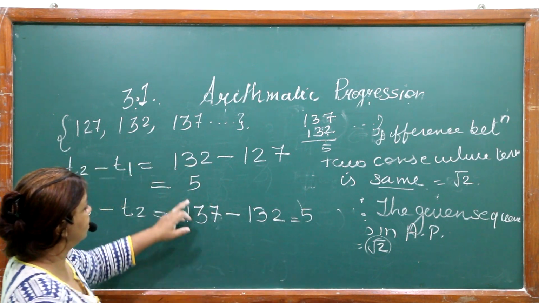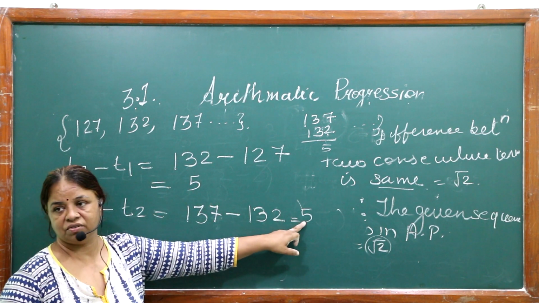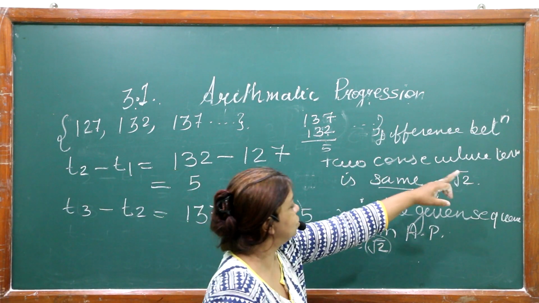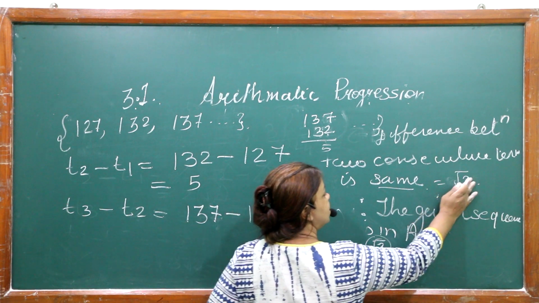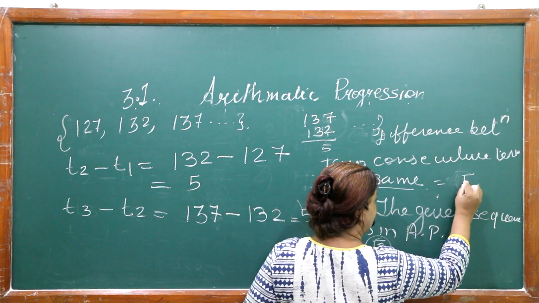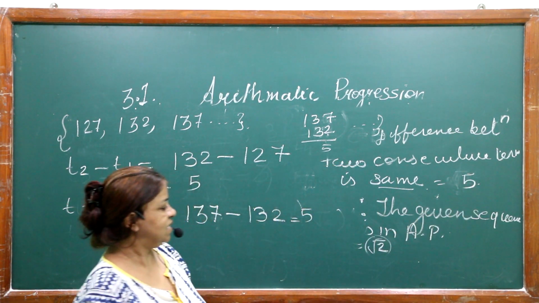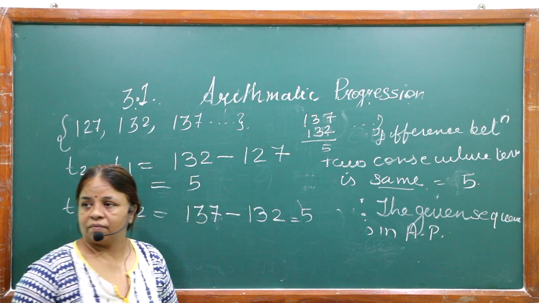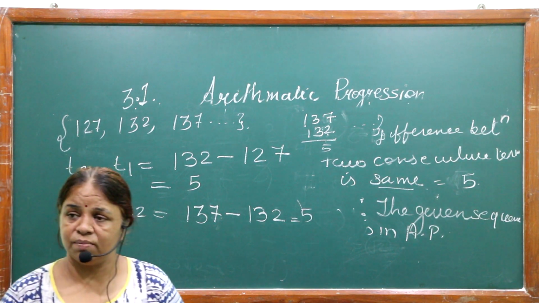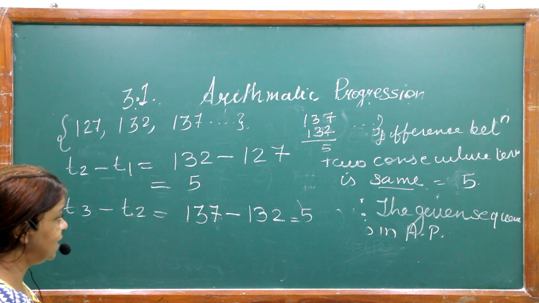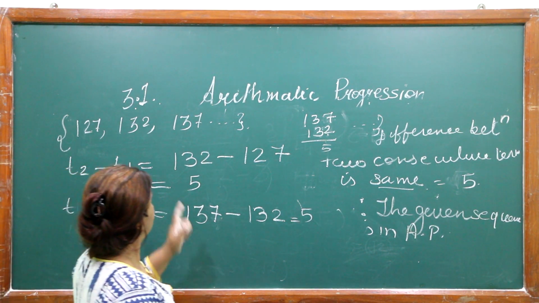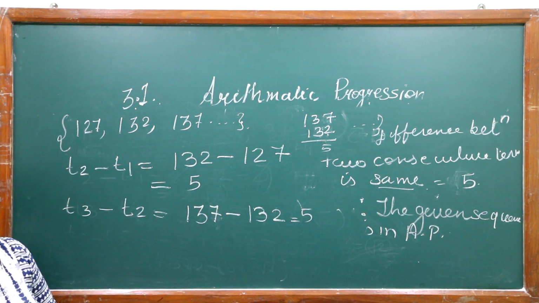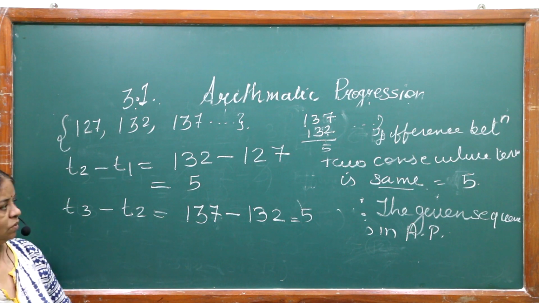Here again we get the same difference between two consecutive terms. Since the difference between the two consecutive terms is the same, and that difference is 5, therefore the given sequence is in AP. We are done with question number 1 of exercise 3.1. We will begin now question number 2 of exercise 3.1. Please note it down.